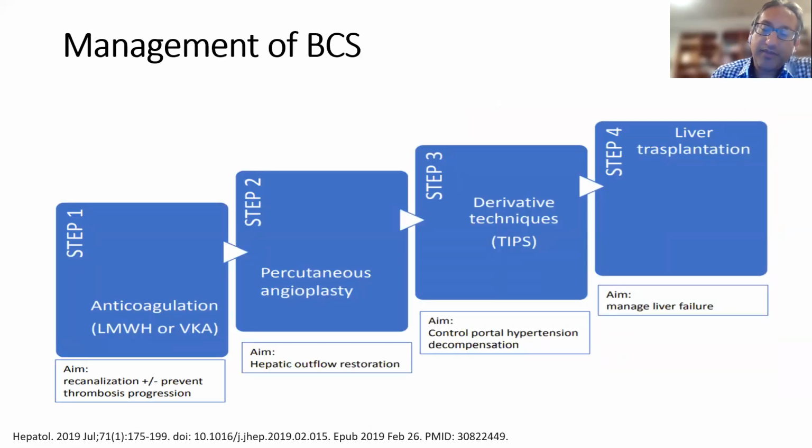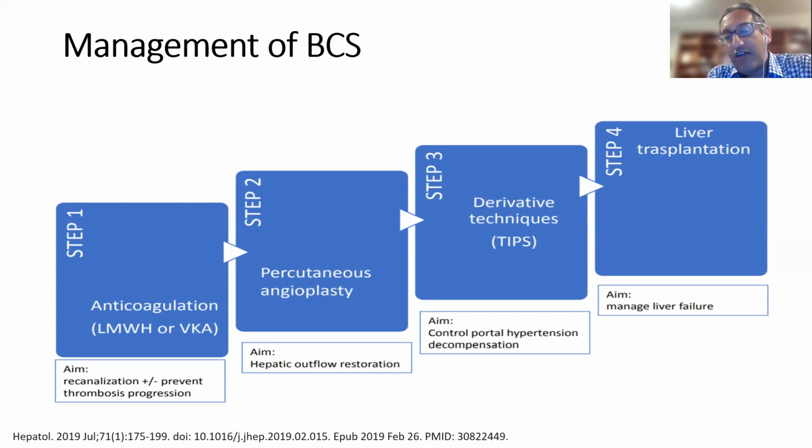Now, lastly, the management. It is important to understand that there is a stepwise fashion in how we recommend management of Budd-Chiari syndrome. These are the steps we normally take in the majority of patients; there are always exceptions, especially if someone has acute liver failure. The first step in all patients is anticoagulation, whether it's low molecular weight heparin, coumadin, or other compounds. The aim of anticoagulation is, if it's acute, to recanalize, and in chronic disease, to prevent thrombosis progression.